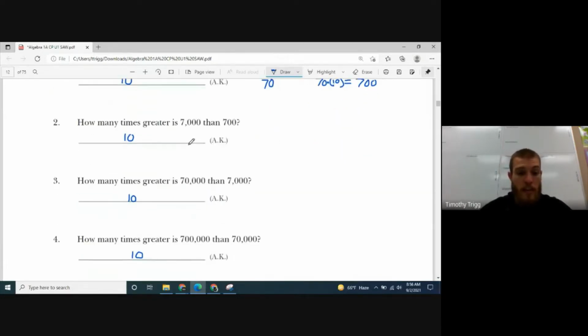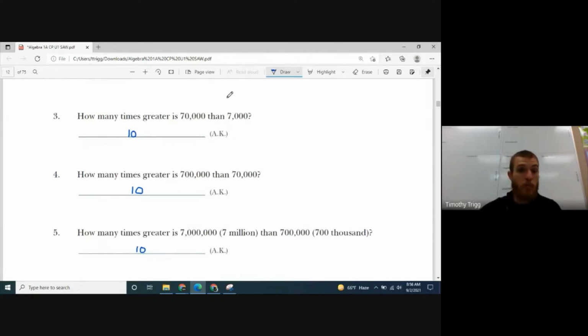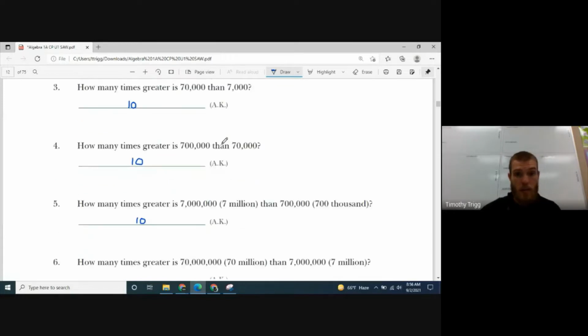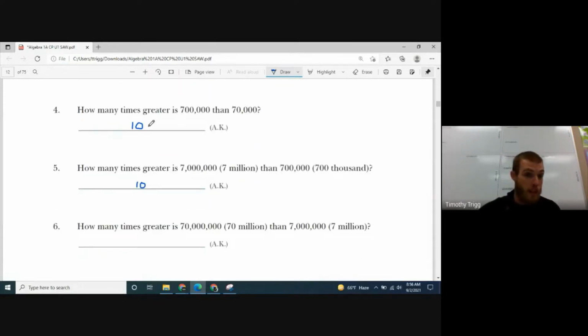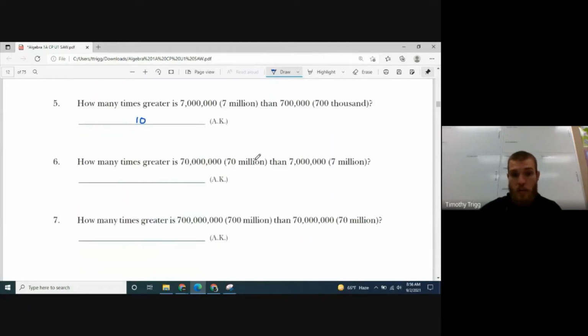Similarly, 7,000 is 10 times greater than 700, because if you take 700 and multiply by 10, that just adds one more 0. Here again, adding just one more 0 from 7,000 to 70,000. So 70,000 is 10 times greater here as well. So 7,000 times 10 just adds another 0. Here, you're just adding another 0, that's times 10. Here, adding another 0, times 10.